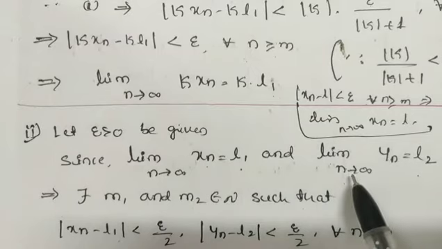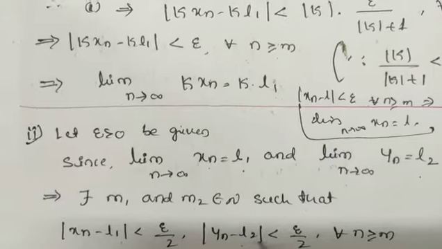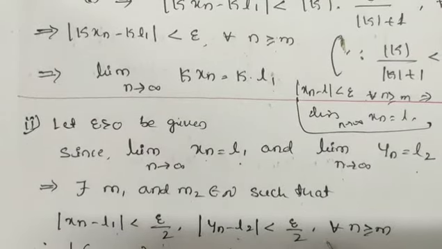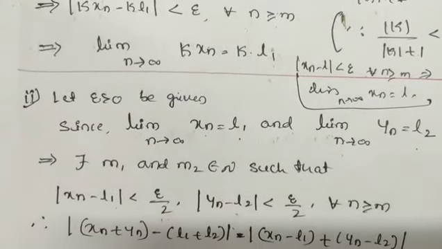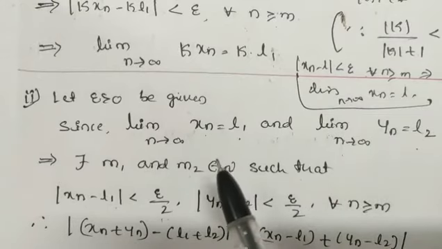Similarly, limit as n tends to infinity yn is equal to L2 implies mod of yn minus L2 is less than epsilon by 2 for all n greater than or equal to m. Now let us combine these two. Always look at the result that we want to prove: mod of xn plus yn minus L1 plus L2.